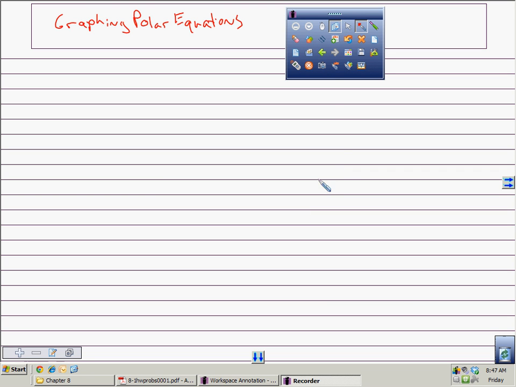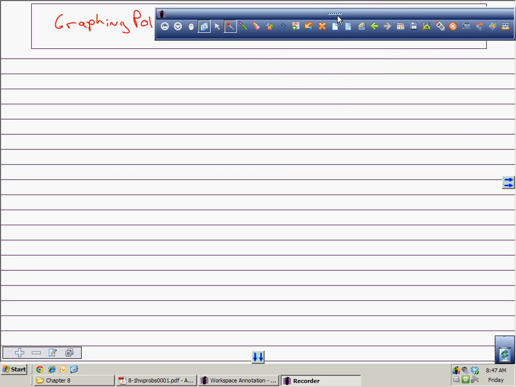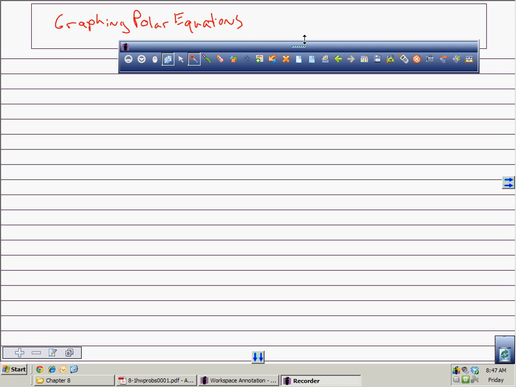Graphing polar equations, part 1. I mean, graphing polar equations, not recording polar. What did I say? Graphing polar equations, part 1.